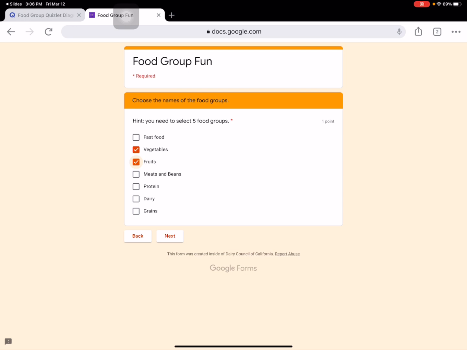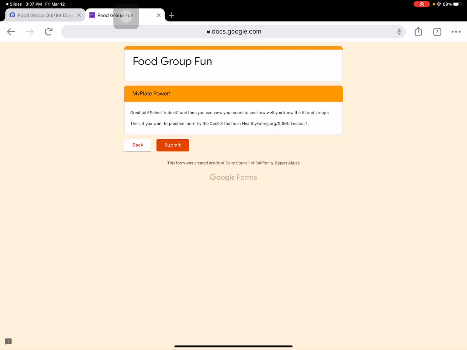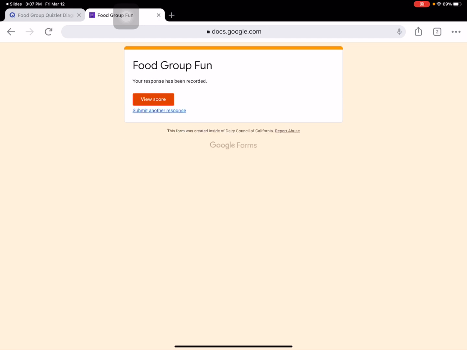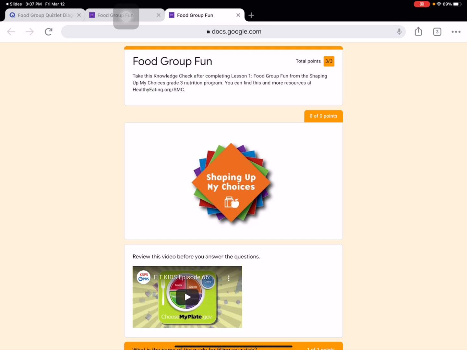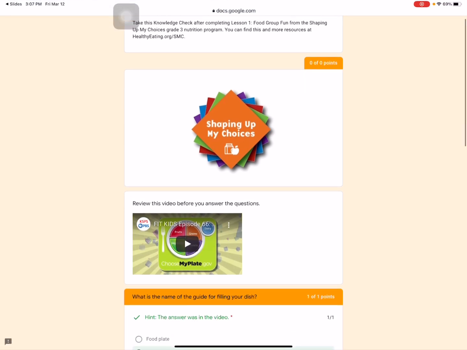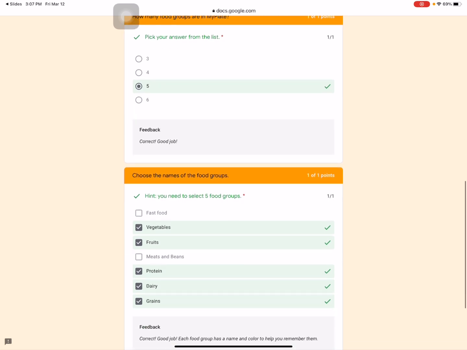Meat and beans are part of a food group, but they're not a food group. Protein is purple. Dairy is blue. And grains are orange. And our score is 3 out of 3. Great job.